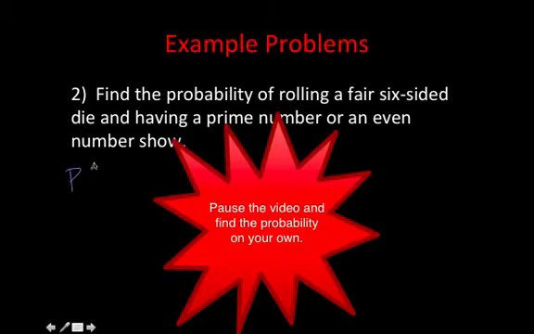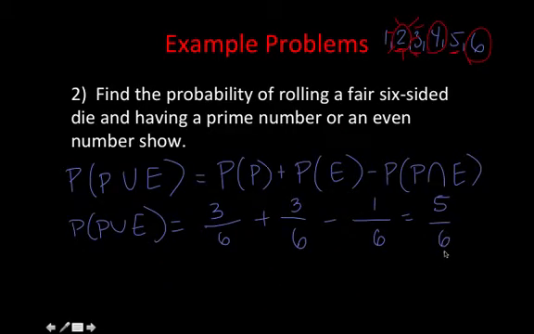So I want to know the probability of getting a prime, I'm just going to do P for prime, or an even, I'll put E for even. So 5/6 is the probability of rolling a prime number or an even number, which is a pretty high probability when you roll a die of getting a prime number or an even number.